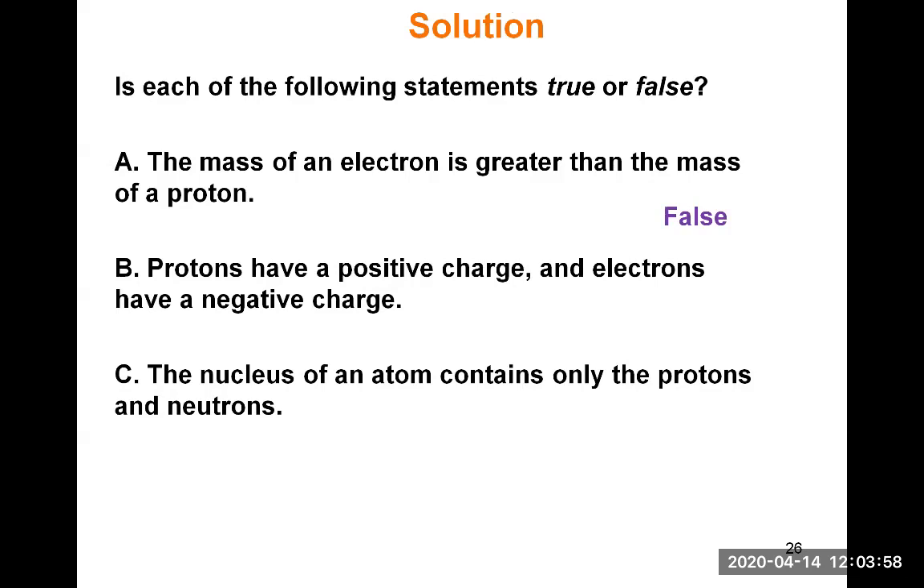The mass of a proton is about 1 atomic mass unit. Statement B, protons have a positive charge and electrons have a negative charge. And that's true. Protons are positively charged, electrons are negatively charged. Statement C, the nucleus of an atom contains only protons and neutrons. And that's true, because the nucleus is made of protons and neutrons. The electrons are in the electron cloud.